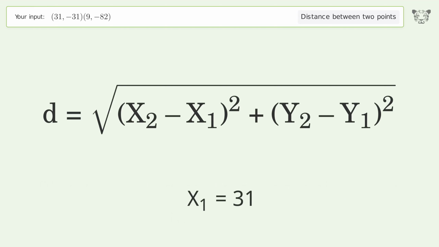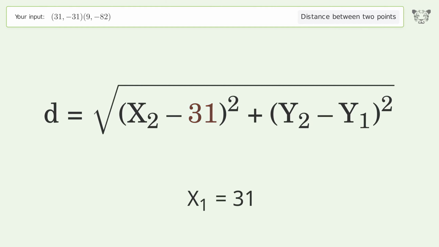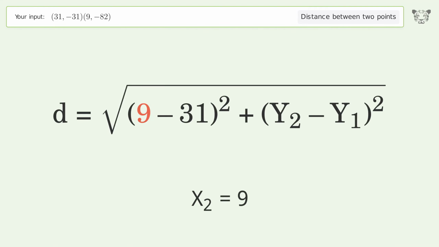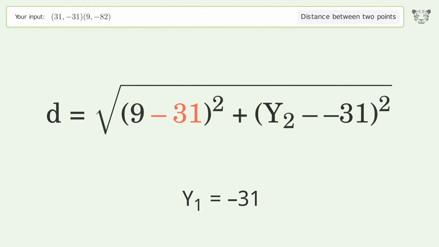x1 equals 31. x2 equals 9. y1 equals negative 31. y2 equals negative 82.